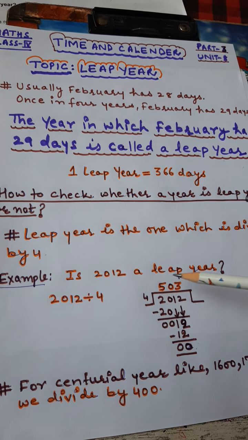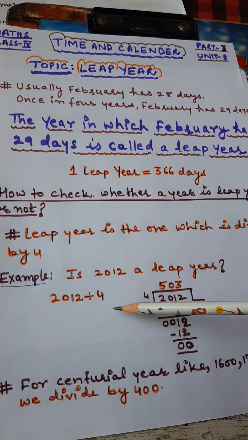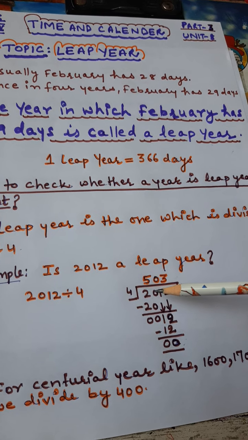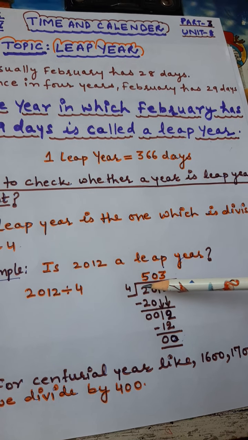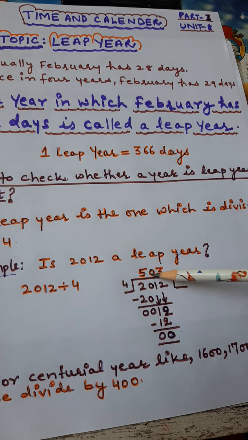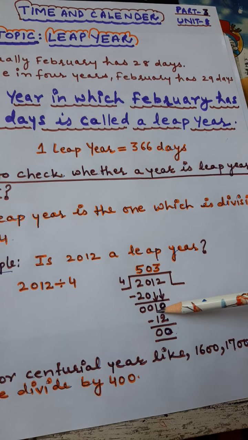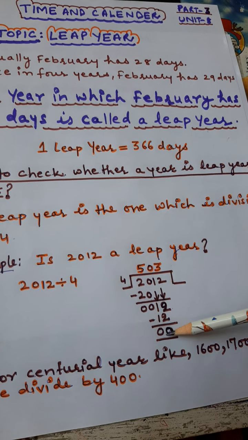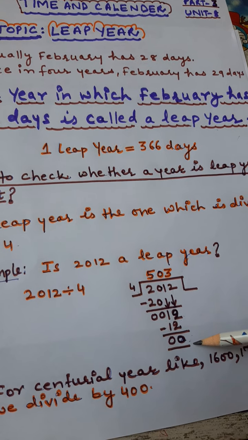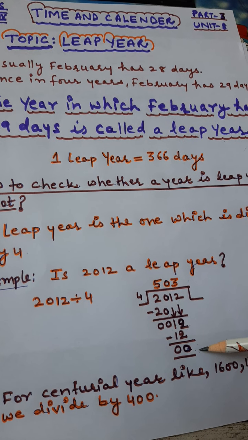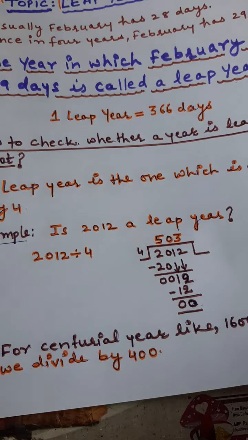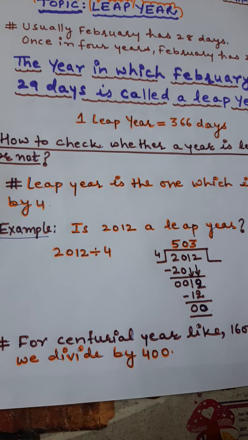Is 2012 a leap year? So we will divide it by 4. When we divide 2012 by 4, we get 4 5s are 20. Recite the table of 4. 0 here, bring down 1. Now because 1 is smaller than 4, we put a 0 here. Bring down 2, now it becomes 12. 4 3s are 12, so 12 minus 12 is 0. Because there is no remainder, it is completely divisible by 4. Therefore 2012 is a leap year. That means in that year there were 366 days.